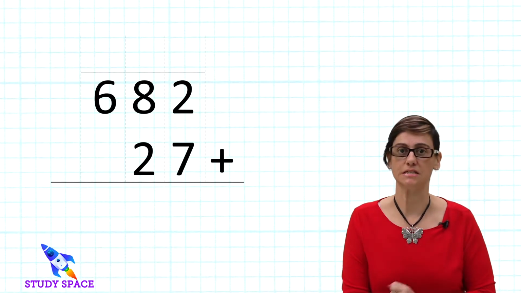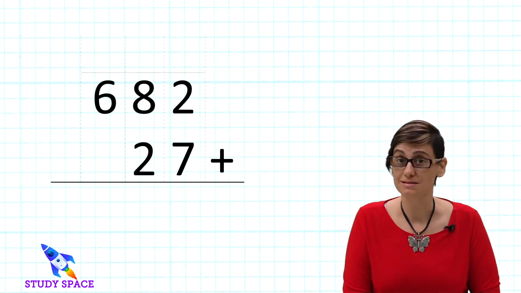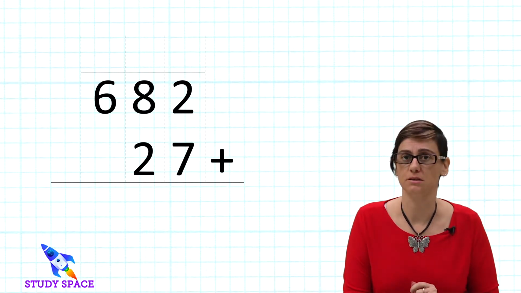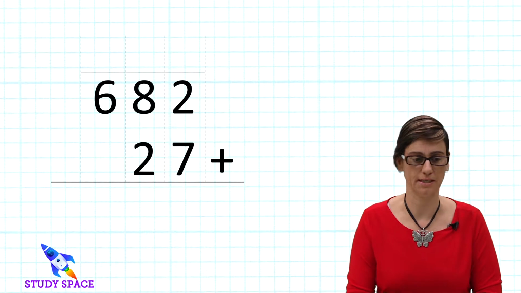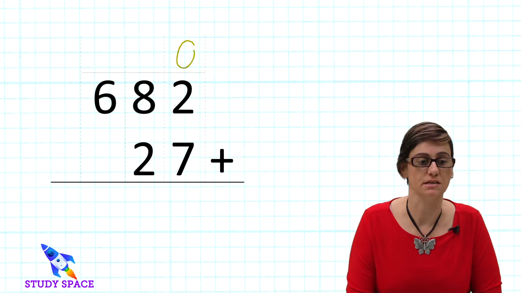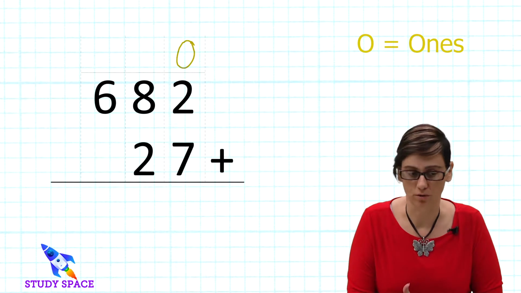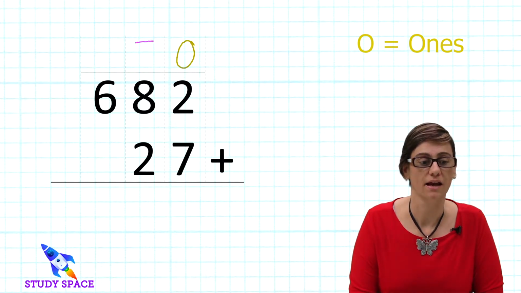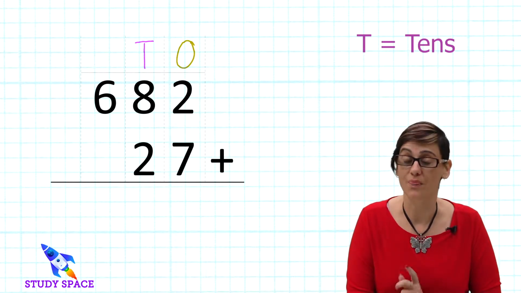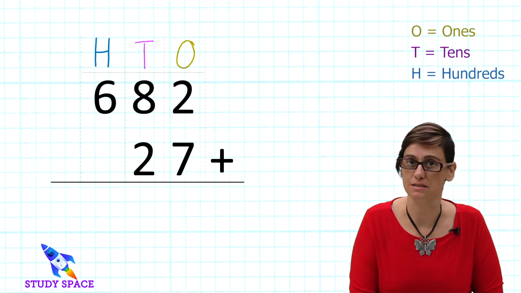Okay, so let's have a look at our first example, boys and girls. Our first example is 682 plus 27. The first thing we're going to do is label our columns, just to remind us of what they mean. The first one is the ones column, which will be represented by a capital O. The next column is the tens column, which will be represented by a capital T. And our next column is the hundreds column, and that will be represented with a capital H. That's just to remind us.